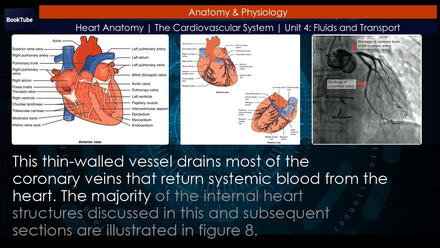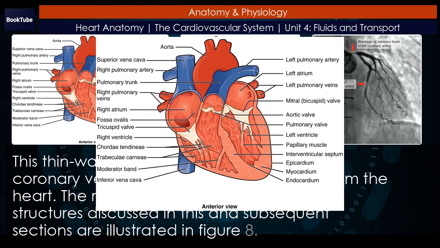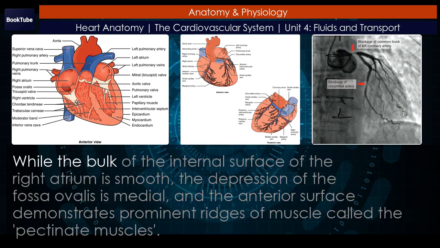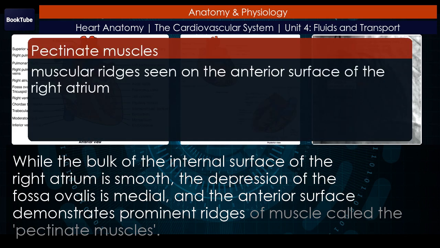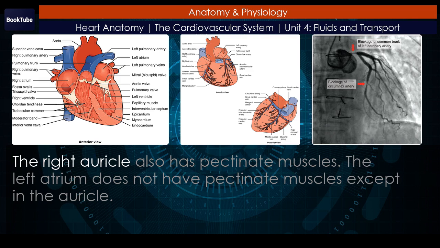The majority of the internal heart structures discussed in this and subsequent sections are illustrated in Figure 8, while the bulk of the internal surface of the right atrium is smooth. The depression of the fossa ovalis is medial, and the anterior surface demonstrates prominent ridges of muscle called the pectinate muscles. The right auricle also has pectinate muscles. The left atrium does not have pectinate muscles except in the auricle.